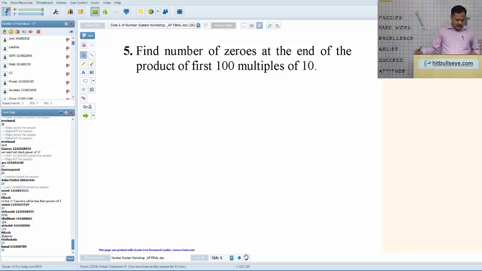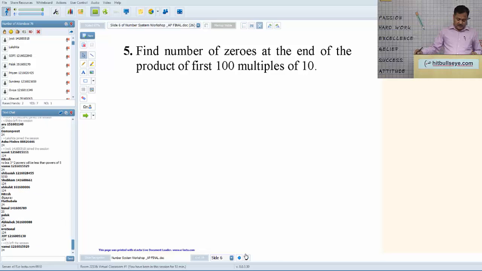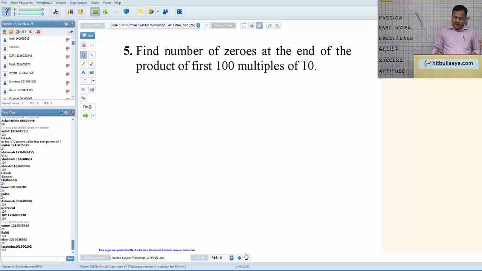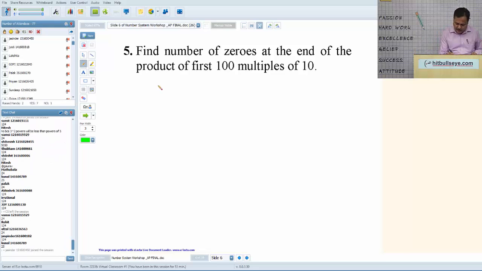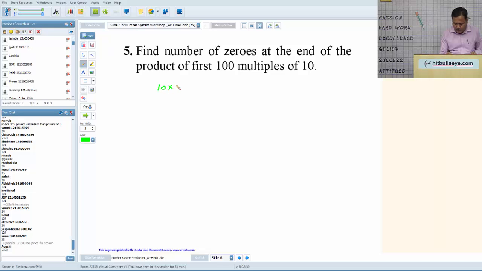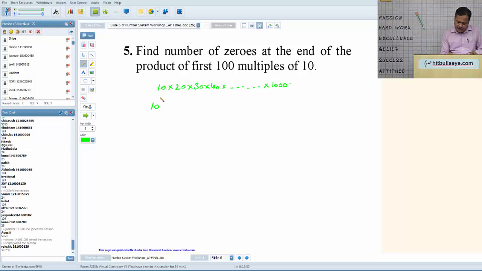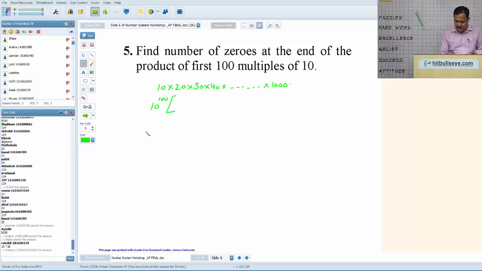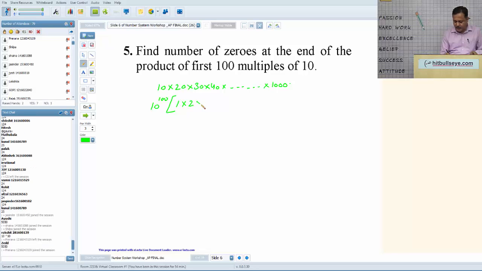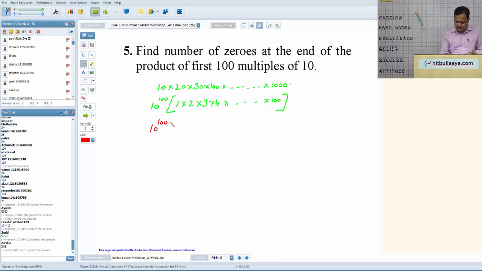So 124, 24, 50. So let us check the answer. First 100 multiples of 10 would be 10 into 20 into 30 into 40 till 1000. If we take 10 common, then 10 raised to power 100 is common, and remaining would be 1 into 2 into 3 into 4 till 100, which is 100 factorial. So the highest power of 10 is 10 raised to power 100, and the remaining is 100 factorial.